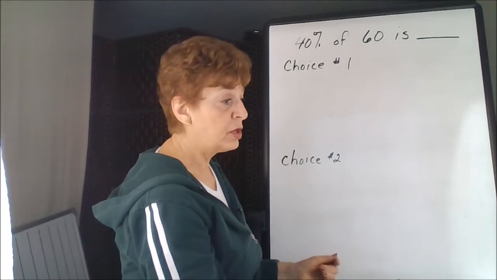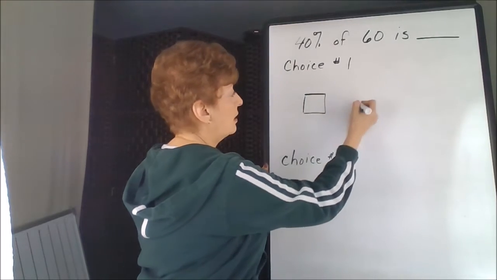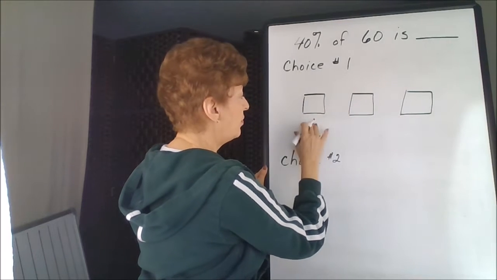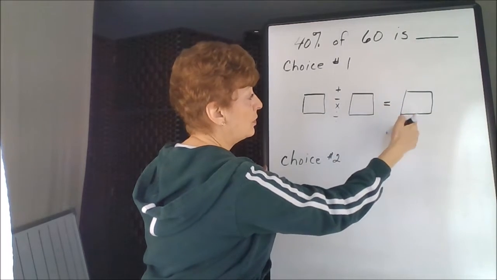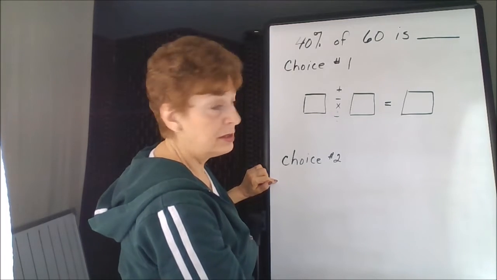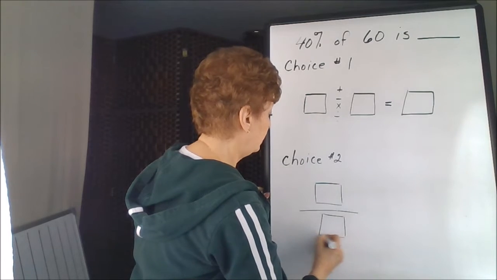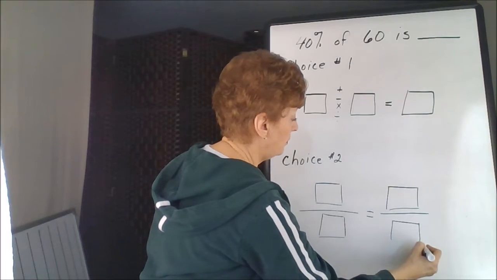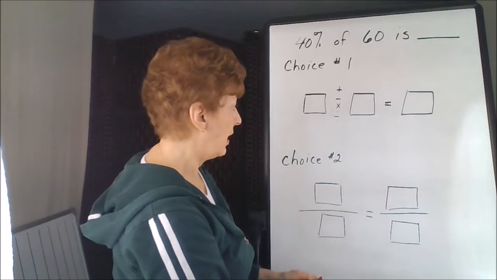In any problem, you usually have three positions where you need numbers. You do something with two numbers. Either you add, subtract, multiply, or divide, and then it equals an answer. In a proportion, you would have four boxes or four places that you would need numbers, and they're in a ratio. That's why I have the fraction line here.